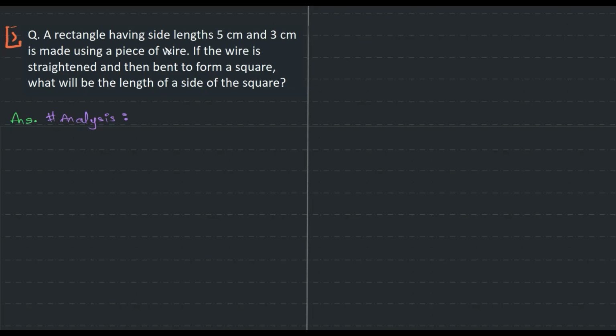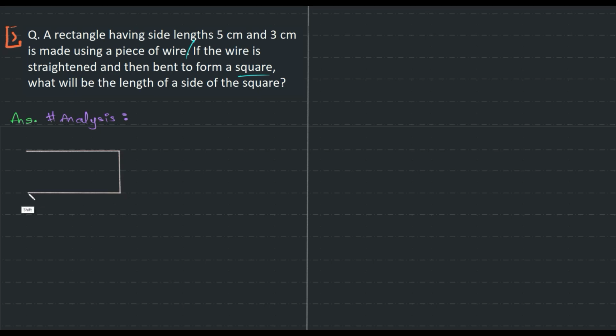A rectangle has side lengths of 5 and 3 centimeters. It is made using a piece of wire. If the wire is straightened and then bent to form a square, what is the length of the side of the square? Okay. So you have a rectangle.